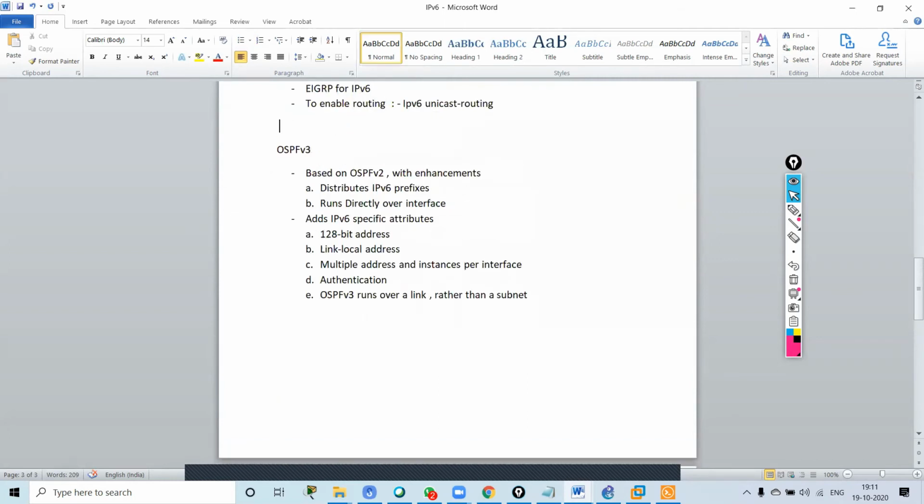OSPF version 3. Now the concepts are all the same. Whatever we configure in OSPF version 3, all the things are the same. How it works, all the working is also the same.